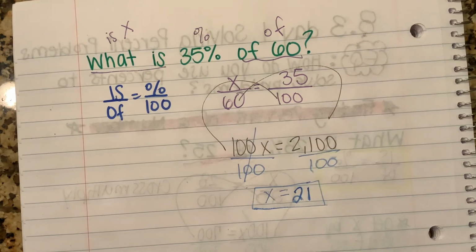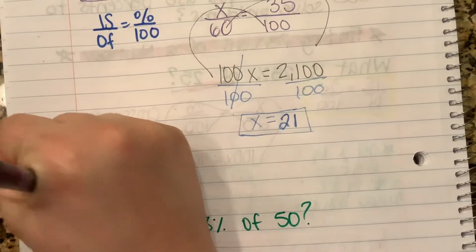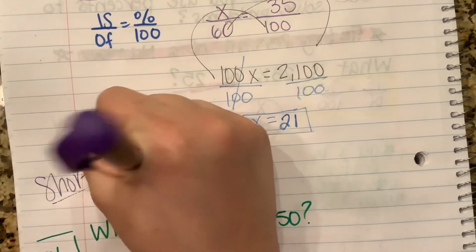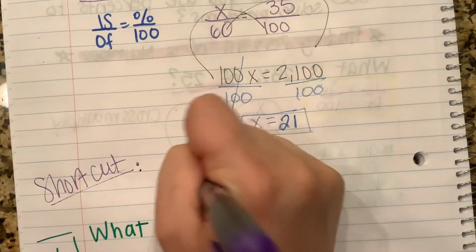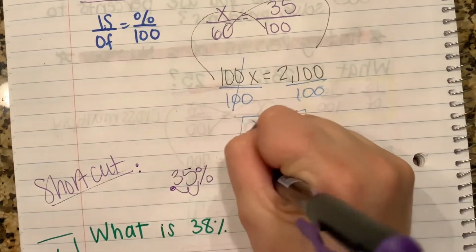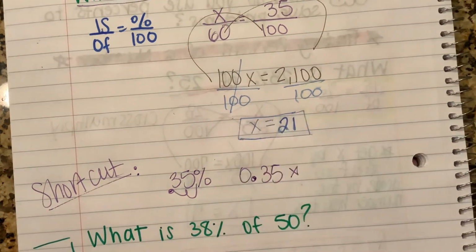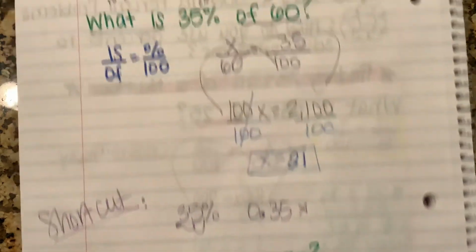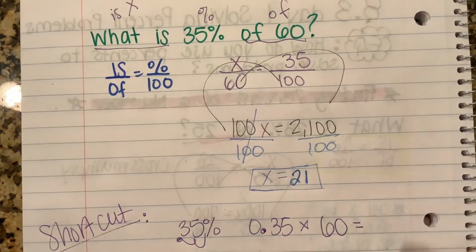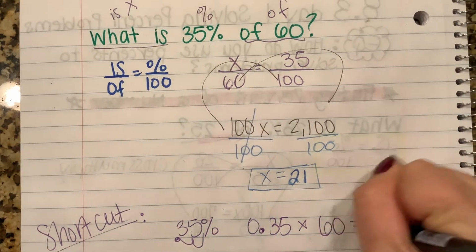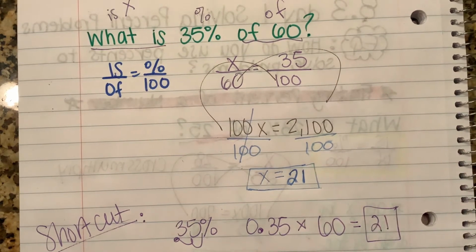Okay, now let's look at a shortcut method and what that might look like for this one. So reading our notes from the last problem when we talked about shortcut, we need to convert our percent to a decimal. So I'm going to show shortcut down here. We're going to convert our 35% to 0.35. Then we're going to multiply it by our of number. Our of number in this problem was 60. So 0.35 times 60, type it into your calculator, and you have 21.